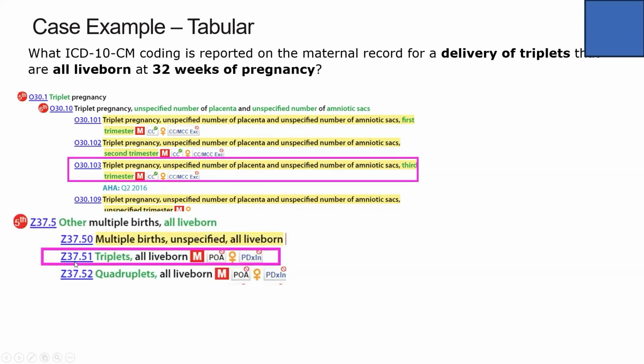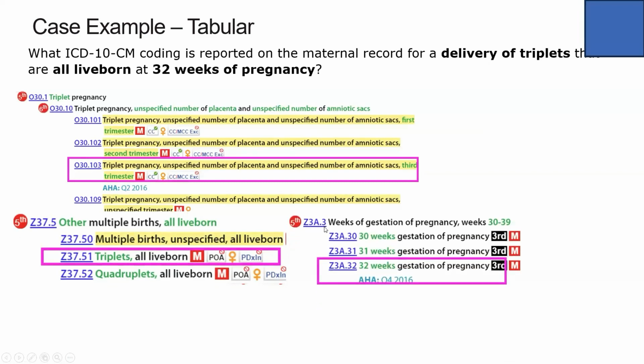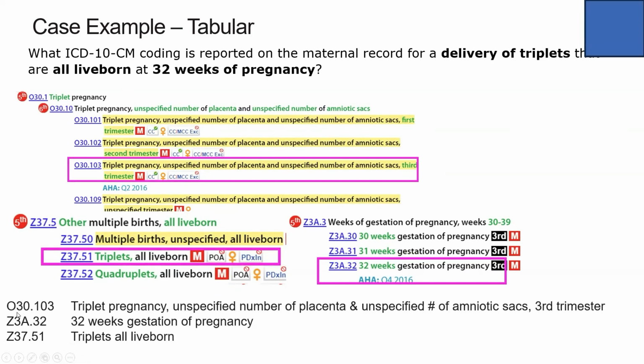So that's O30.103. Then we have our outcome of delivery code, which is going to be Z37.51 for triplets, all live born. And then we're going to have our weeks of gestation, which is Z3A.32, 32 weeks gestation of pregnancy. So our final answer is going to be O30.103 triplet pregnancy, Z3A.32 for 32 weeks gestation, and Z37.51 for triplets, all live born.